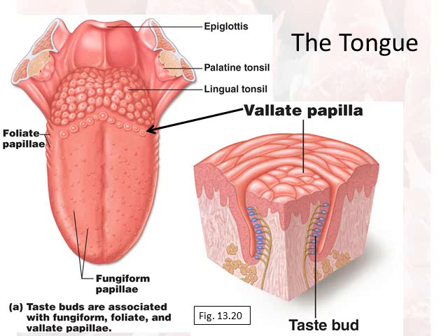So here's a picture of the tongue, and we can see here's the vallate papilla. These are the larger ones that have around 100 taste buds each, and then you can see the fungiform papillae all throughout here. And those are the smaller ones that have fewer taste buds in them. And if you get a close-up view of one of these vallate papillae, you can see there's lots of taste buds within one of those papillae.